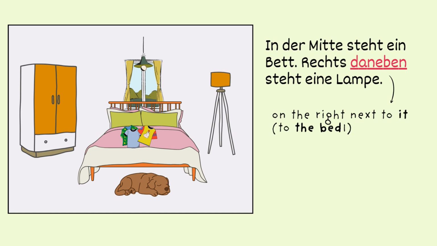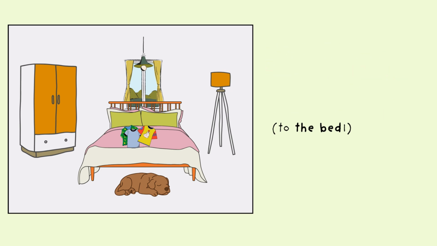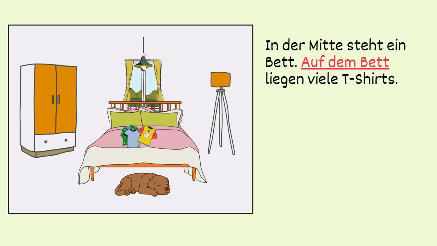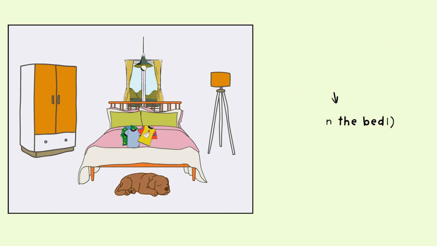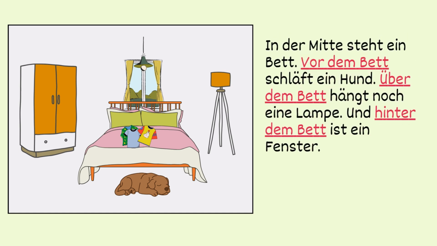You can do the same with other prepositions too. For example, in der Mitte steht ein Bett. Auf dem Bett liegen viele T-Shirts. So we will change this to darauf liegen viele T-Shirts. Many T-shirts are laying on it. Easy, no? Now it's your turn. Replace the highlighted text with the correct da word.